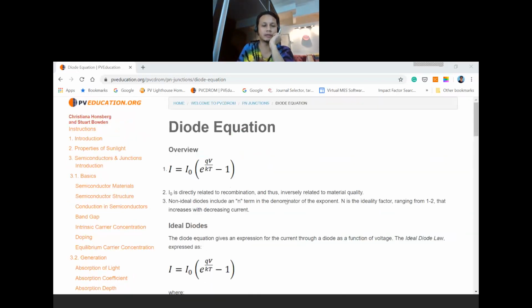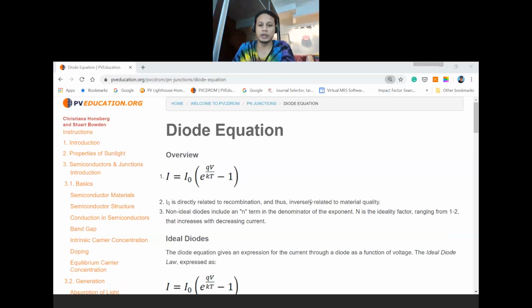So let's revisit again. The diode equation says that I is equal to I naught, or actually J is equal to J naught times the exponential of QV over KT, minus 1. So see the explanation here. Number 2, I naught is related to recombination and thus inversely related to material quality, right? At this point we haven't learned anything about the material quality yet. You're going to learn a lot more in fabrication later on, ZAT387 next semester.